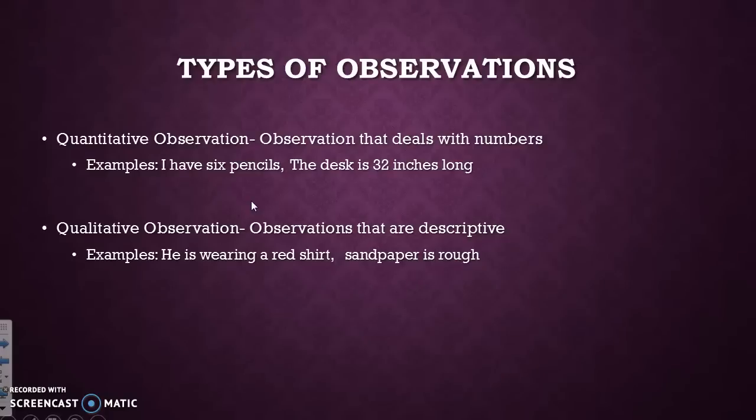The other type of observation is a qualitative observation. These are observations that are descriptive, or they describe the object. Examples of that would be, he's wearing a red shirt, or sandpaper is rough. Those are qualitative observations. So they describe the object. One way to remember that qualitative observations deal with descriptive observations would be to look at the word and notice that it has quality in it. So that's like the qualities of an object.